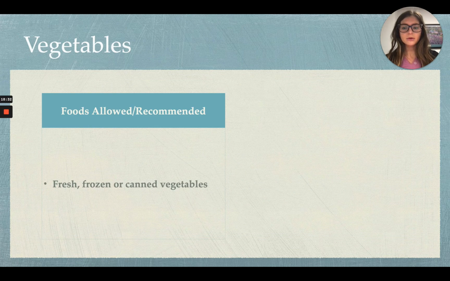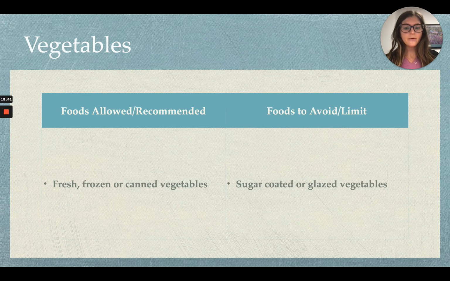Vegetables. Most vegetables are allowed: fresh, frozen, or canned vegetables. Typically these items don't have any added sugar to them. However, if they are sugar-coated or glazed vegetables, such as glazed carrots with brown sugar, this may be an item that is going to want to be avoided or limited, again because of that sugar glaze on top of it.